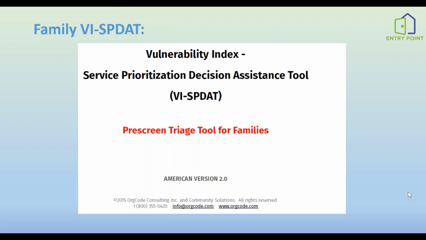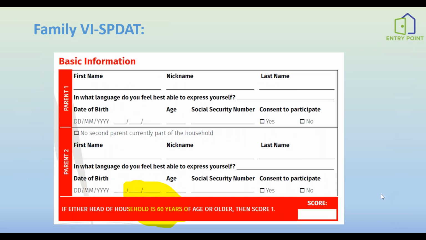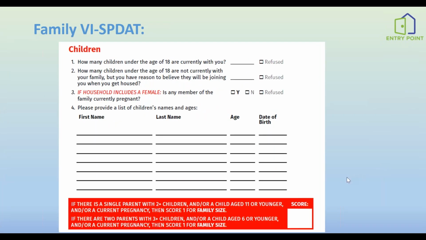Now we're going to fairly quickly look at the family VI-SPDAT. Everything in the family VI-SPDAT covers all the stuff in the individual VI-SPDAT that we just looked at. They're looking at, though, whether the head of household is 60 years of age or older, and we're looking at the entire household together. So there are some additional sections on this family VI-SPDAT where we're enumerating or naming all of the people, and particularly all the children in this household, because we only do this family VI-SPDAT if there are minor children.